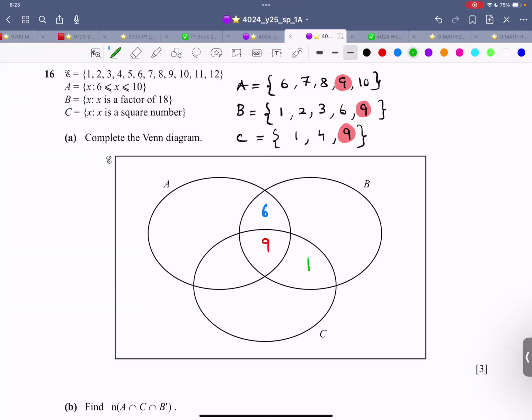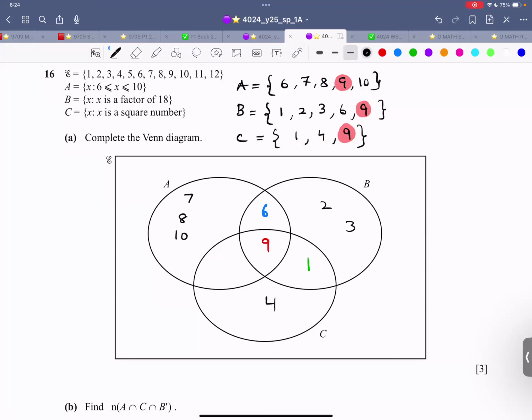All good. Now, is there anything in common between A and C? Between A and C, 6, 7, 8, 9, 10, 1, 4, 9. So only 9 is common. Therefore, there is nothing over here. This is blank. Now, what else comes in A? In A, we have taken care of 6 and 9. So we have 7, 8, and 10. What else comes in B? We have taken care of 6 and 9. 1 is already there. So this is 2 and 3. And what about C? 1 is taken care of. 9 is taken care of. So we are left with 4.